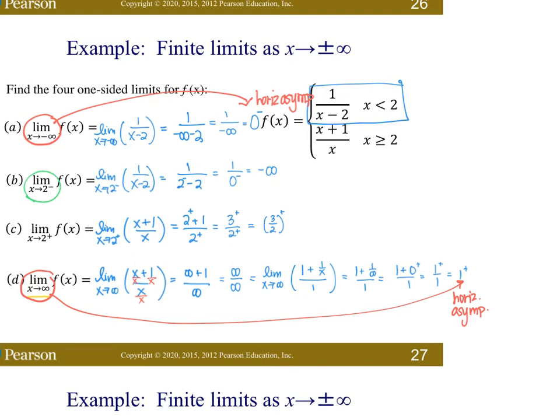Approaching 2 minus and getting negative infinity means I have a vertical asymptote at 2 minus. And then plugging in 2 plus and actually getting a number, that just means I have a point at 2, 3/2. So each piece tells part of the story.